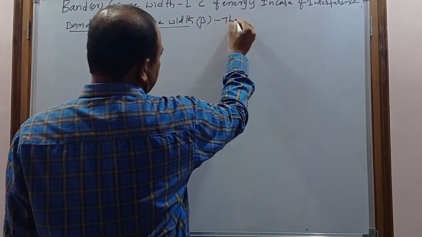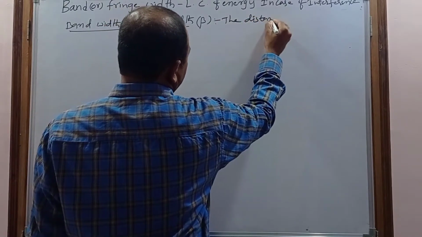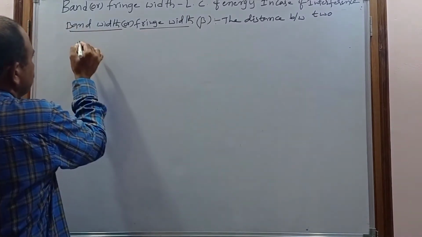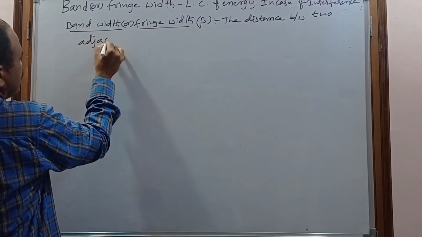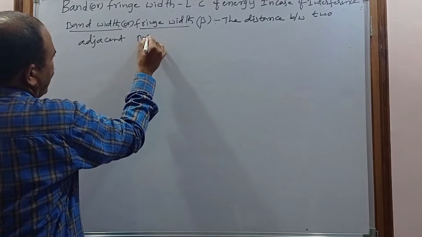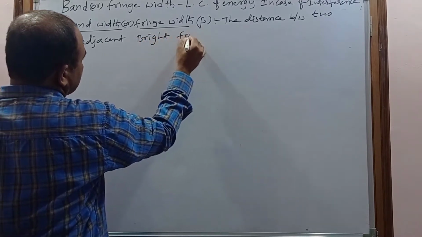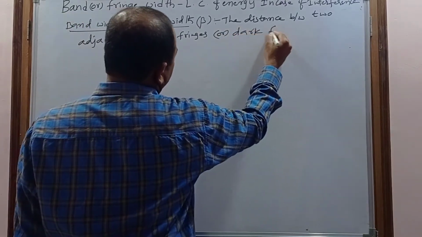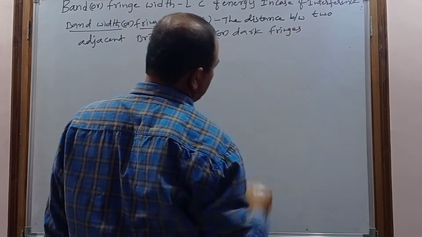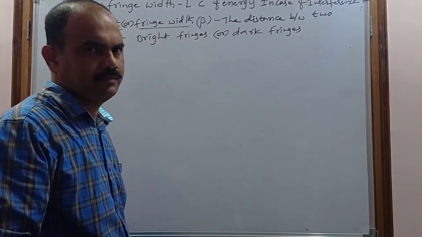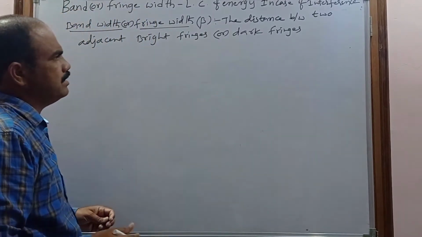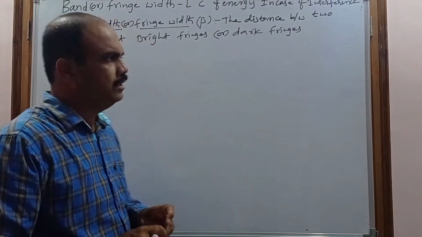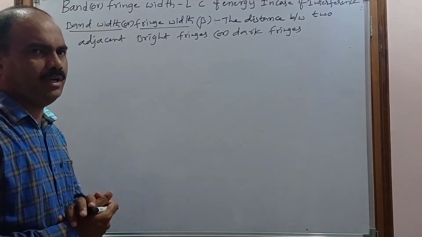The distance between two adjacent bright fringes or dark fringes. Fringes may be called bands. That is the definition of the bandwidth. Next, we have to find the formula of the bandwidth.